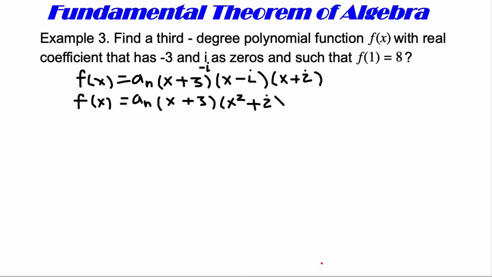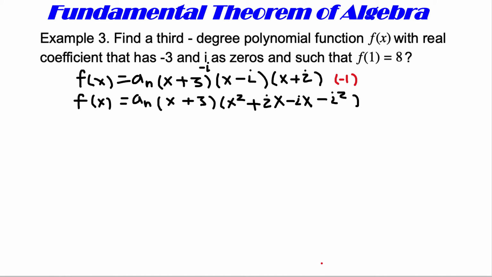And now I'm going with -i times x is -ix. And -i times plus i is -i squared. But i squared is -1, we already know as a complex number. This is -1. And negative times negative is going to be positive, plus 1.